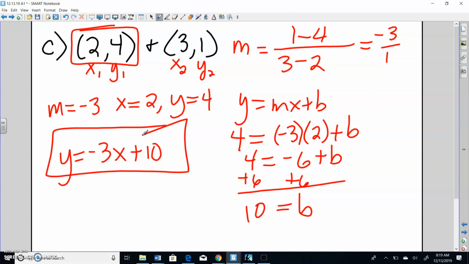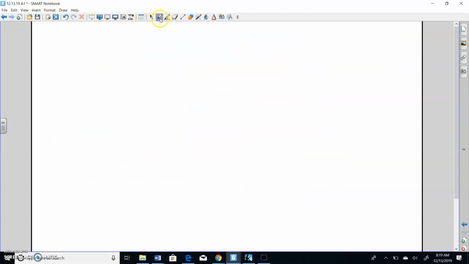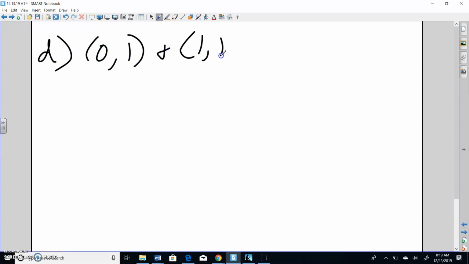All right, we have one more special. This one's a little different special, so we want to make sure we go over it. Your 2 points are going to be 0, 1 and 1, 1. Abby, first things we need to do are what? Identify x1, y1, x2, y2.